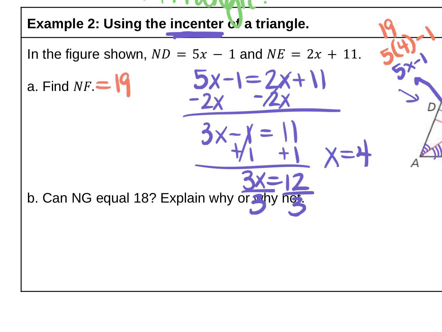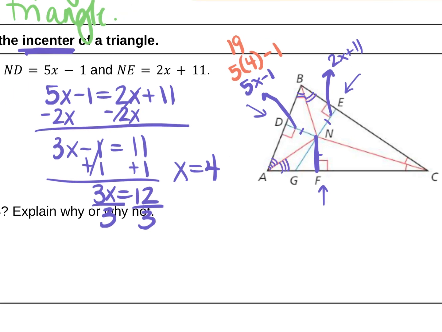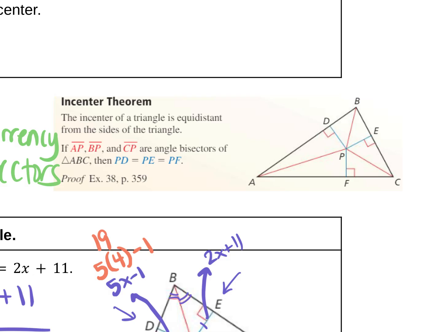Now here's the question. Can NG equal 19? 18, sorry. Can it equal 18? No, why not, Cass? Because it all has to be equal, and 18 is not equal to 19. You would be right. That's what they said last hour. However, only the perpendicular distances are equal. So NG is not equal to NF. The way they worded it in the theorem, it's not good, guys. The theorem shouldn't say all of the distances. It should just say the perpendicular distance. That's the only one that's equal.